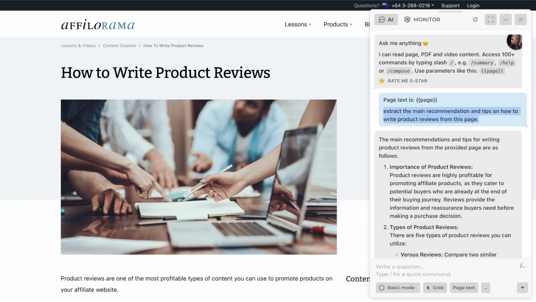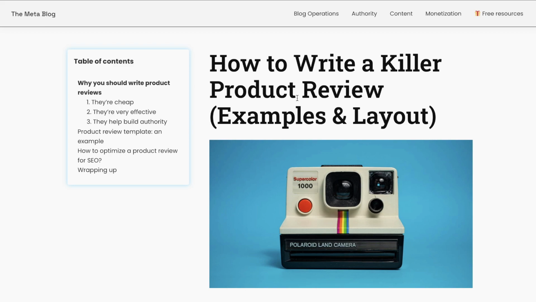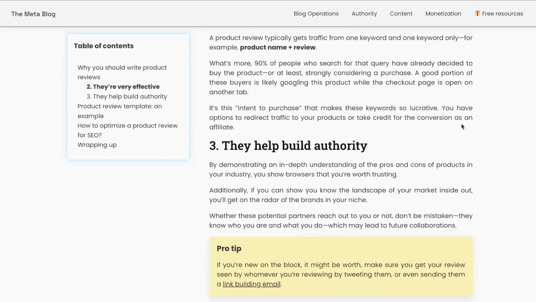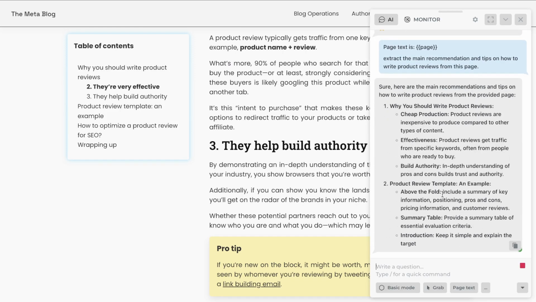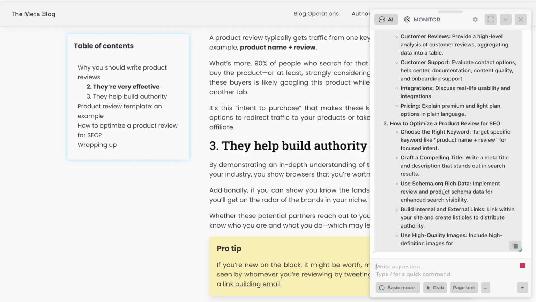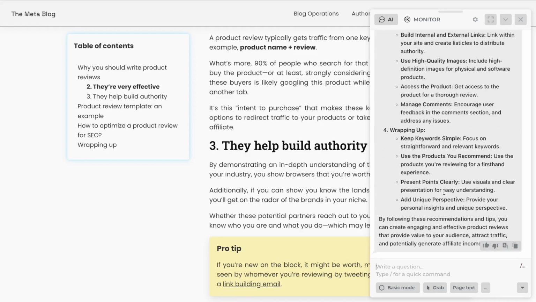Now let's do the same thing for one more article, which talks about, again, how to write a killer product review with examples and layouts. So again, we're going to run that same prompt. We're going to extract the main information here, and we're going to use all of this information to prime and to also prompt the AI so that we're writing the best possible product reviews.